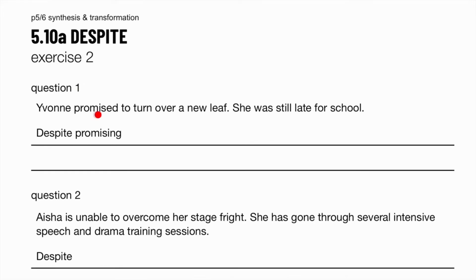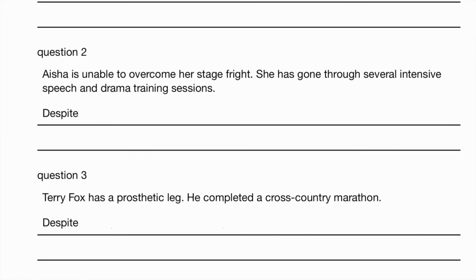Exercise 2. Yvonne promised to turn over a new leaf. She was still late for school. Okay, so despite promising to turn over a new leaf, comma, Yvonne was still late for school. Aisha is unable to overcome her stage fright, so she gets very nervous when she goes on stage. Yeah, she has gone through several intensive speech and drama training sessions. So this is unexpected, isn't it? Having gone through all these sessions, why was she still unable to overcome her stage fright?